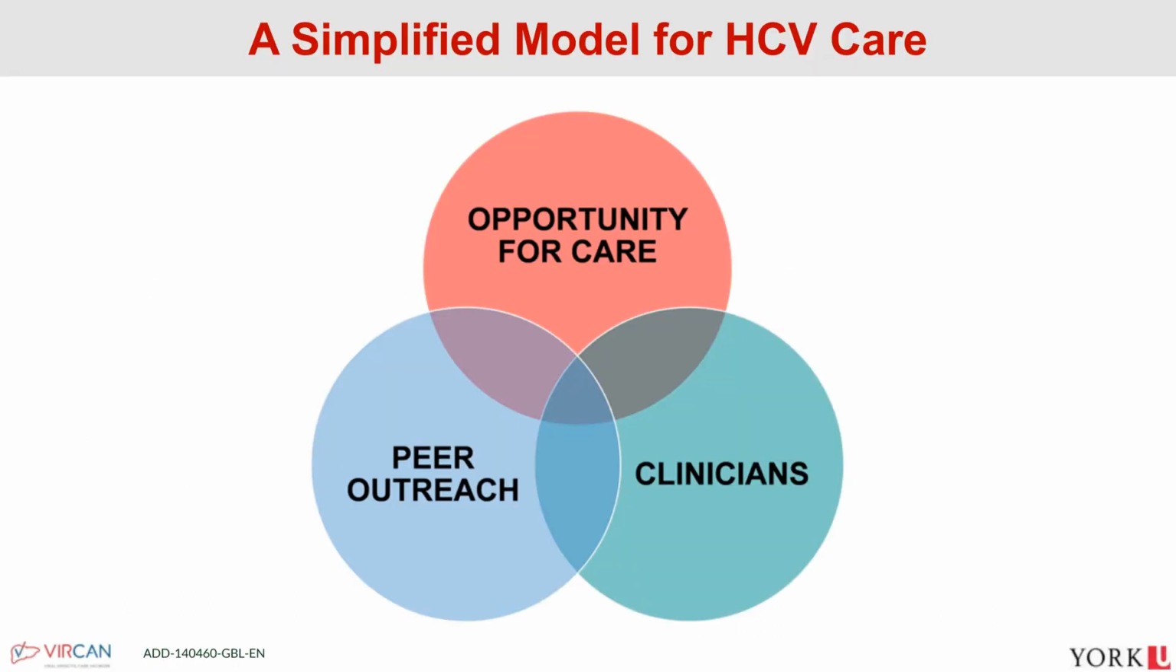So, although all that sounds a little bit complicated, our simplified model for HCV care really only has three components, and this is where we've been the most successful. So, we need an opportunity to actually provide care. What does that mean? Well, that could be in an opioid agonist therapy clinic, in drug rehab, in medical detox, or while people are incarcerated. So, what is that opportunity where we're going to be able to provide care, screening, and treatment?